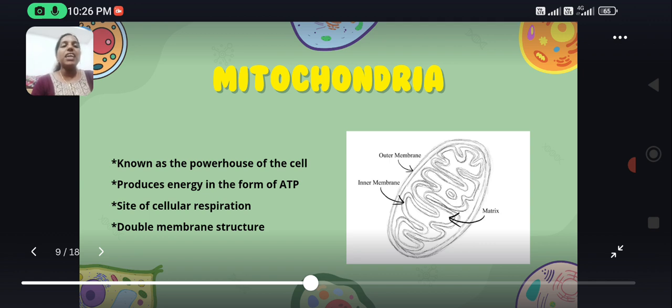So it is mainly a double membrane structure. They consist of an inner membrane and an outer membrane. Inside there is a matrix. These are the structure of mitochondria. It is the powerhouse of the cell and they help in energy production.